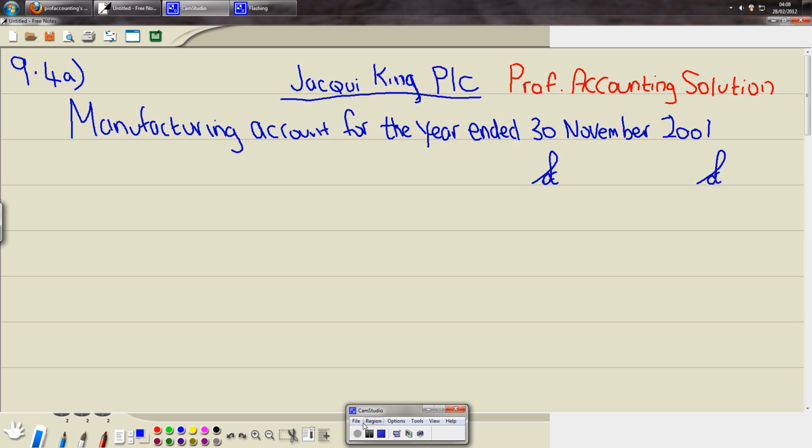What I want to do in this podcast is answer a solution to a particular accounting question from one of the AQA textbooks that A-level students are using. On the screen here you can see that the topic is manufacturing accounts. The textbook in question is A2 Accounting for AQA. I believe it's the second edition, and this is 9.4.